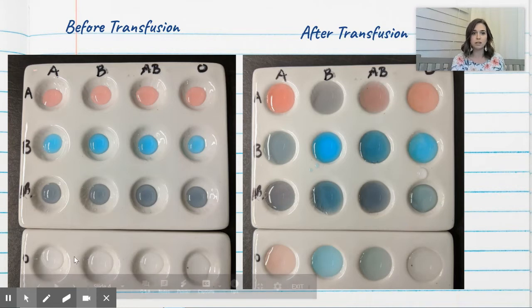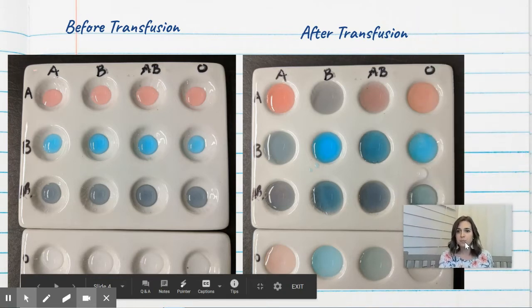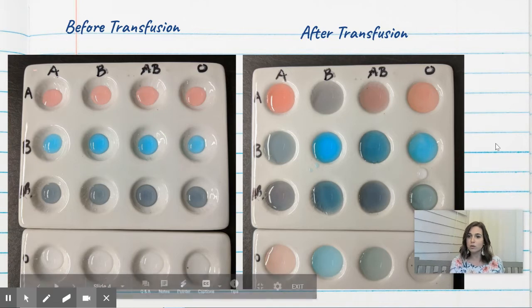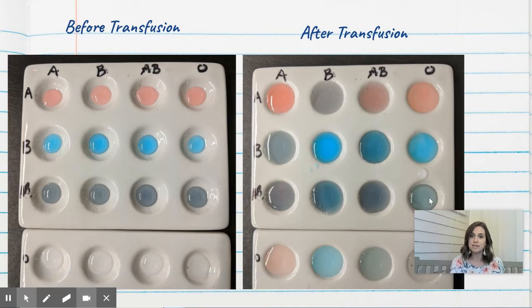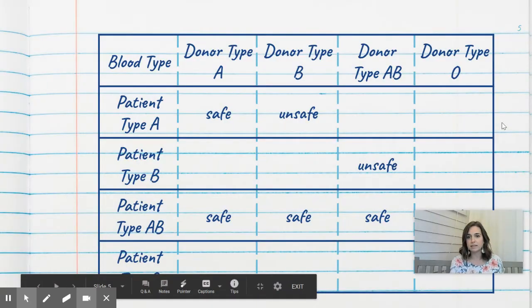And if you take a look here, the O's were all clear, just plain water. And when you look at it over here, the O's changed in every single one except for this last one where O mixed with O. And so that should give you an idea of who the universal recipient is and who is the universal donor, because everyone else in that column stayed the same.